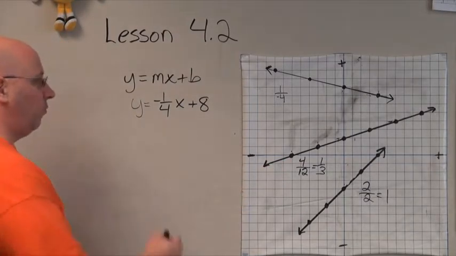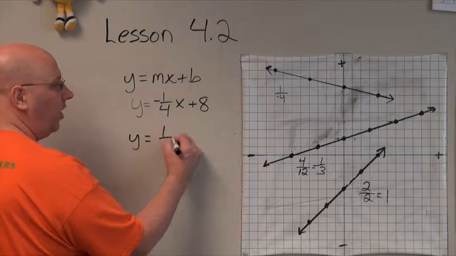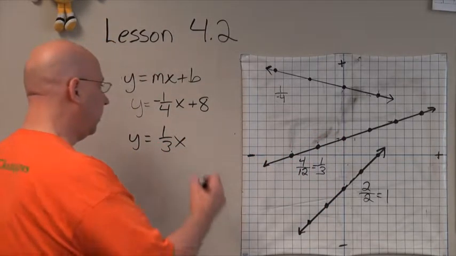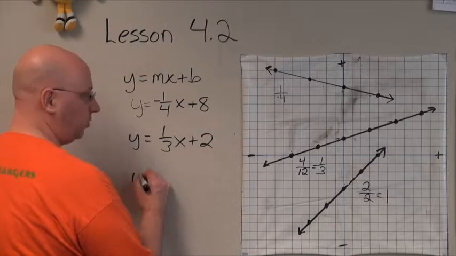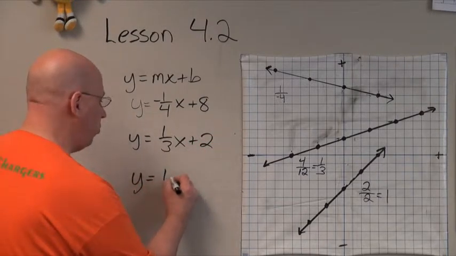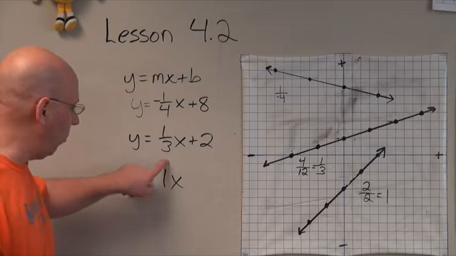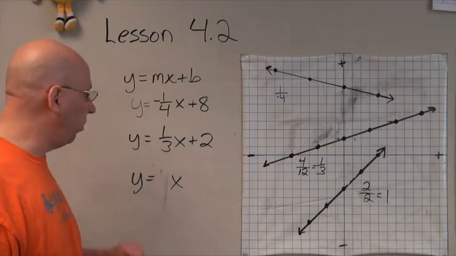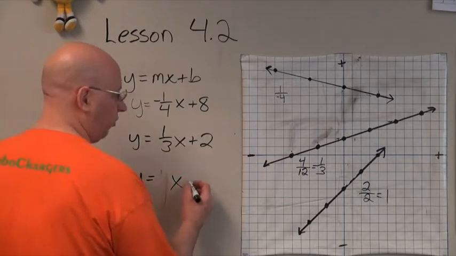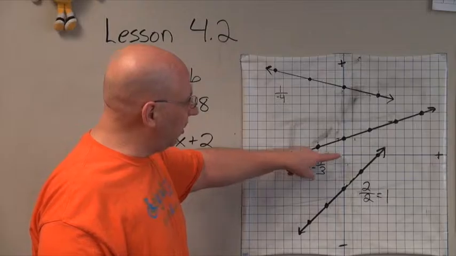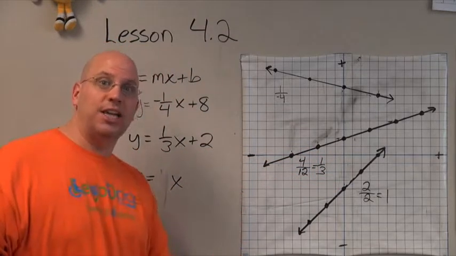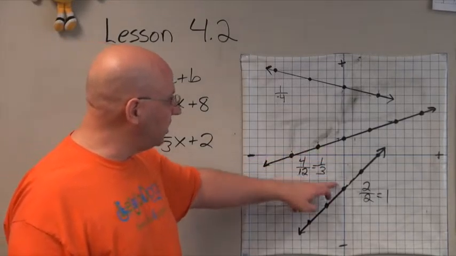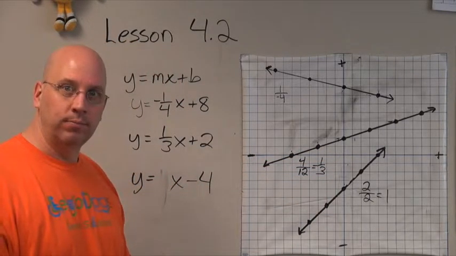This one, I have y is equal to 1/3 x, and where does it cross the y-axis? At 1, 2. So plus 2. The last one is y is equal to, now you don't have to write 1 in front. If nothing is there, it's assumed that it's 1. That's important to know. And then where does it cross the axis? Well, if you look, it's at a -4. I could write plus a -4, but it looks better if I just write -4. So it crosses at a -4.